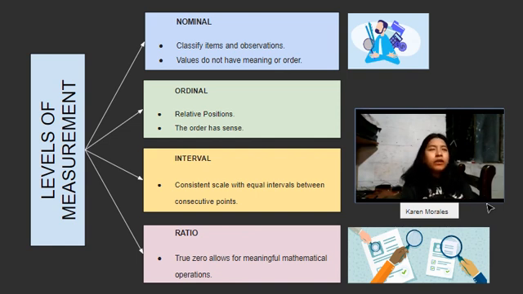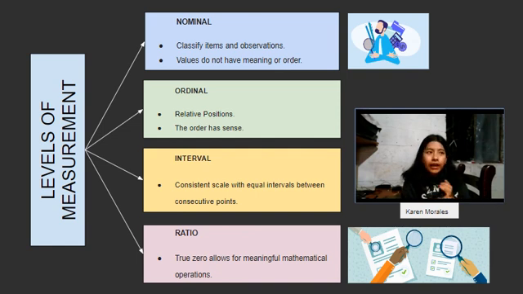Okay, now with interval measurement, we can see that it is a type of data measurement that categorizes and orders observations based on a consistent scale with equal intervals between consecutive points. On this scale, the numerical values not only represent the order of the categories, but also indicate the magnitude of the differences between them. And the last one that we have is the ratio scale.